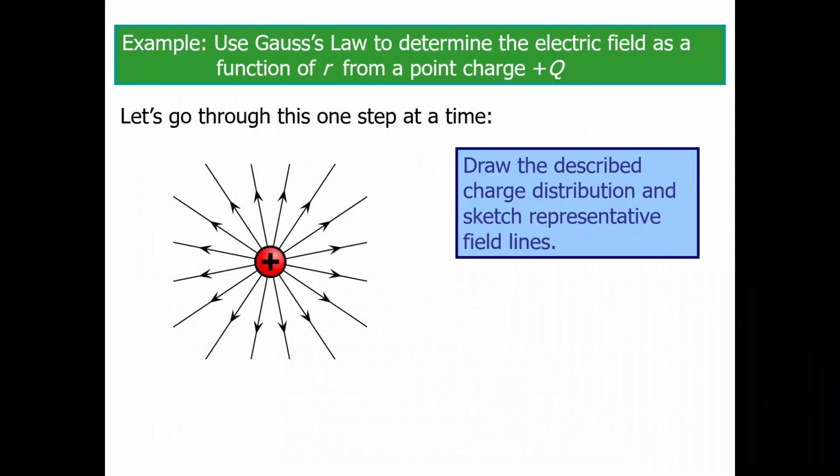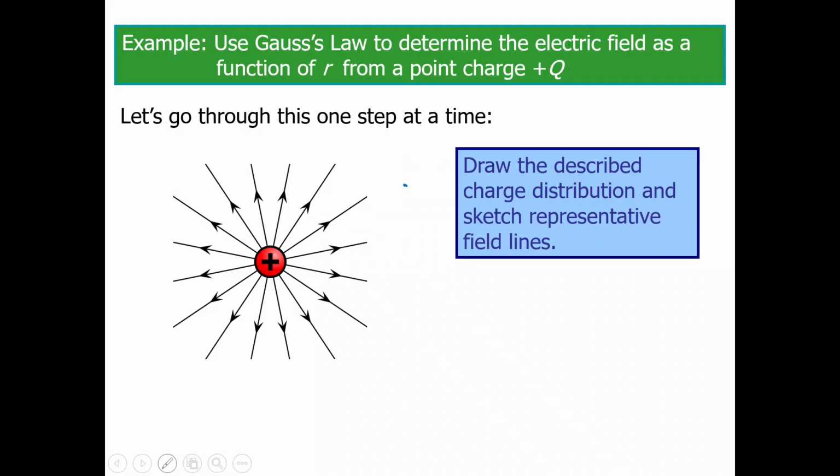So we're going to start with a positive point charge Q. And we want to find the electric field as a function of r from a point charge. So as we go further and further from the point charge, we want to be able to calculate what our electric field is at any one point, anywhere in this field.